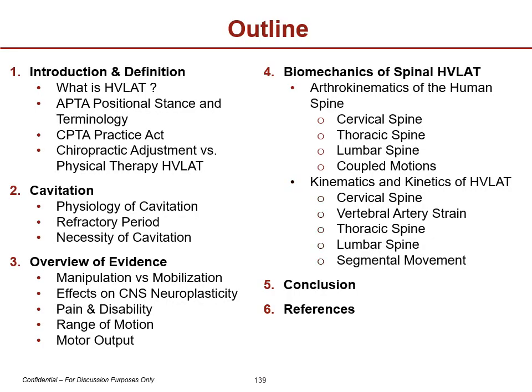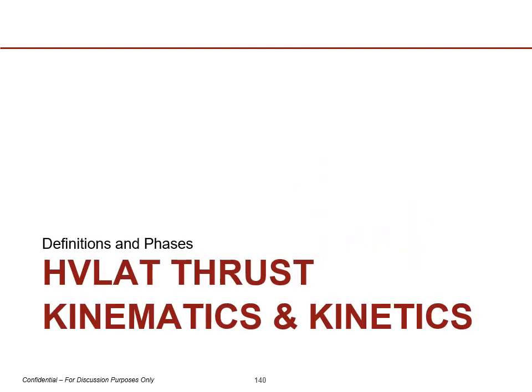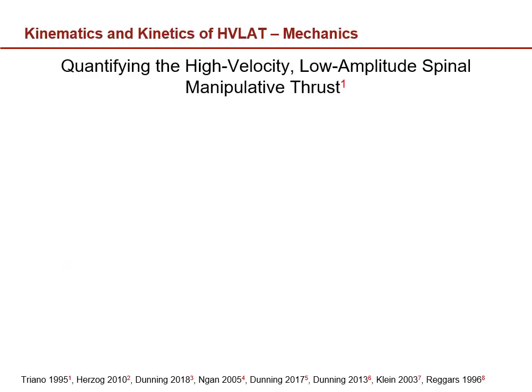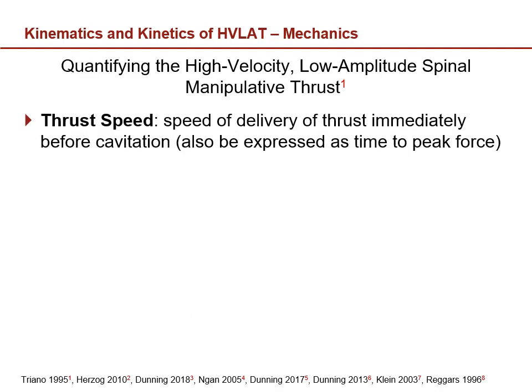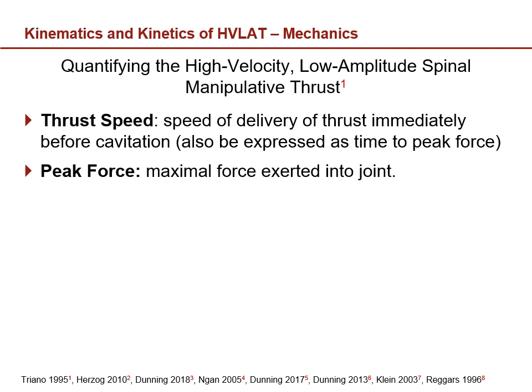Okay, coming back to our outline, we're going to move on to the kinematics and the kinetics of high velocity, low amplitude thrusts. We'll talk about the cervical spine, the vertebral artery strain, thoracic spine, lumbar spine, and the segmental movements. Okay, so let's first talk about high velocity thrusts, kinematics and kinetics, definitions and phases. Starting off with some operational definitions for consistency and clarity. Thrust speed: speed of delivery of the thrust immediately before cavitation, expressed as time to peak force. Peak force: maximal force exerted to the joint.